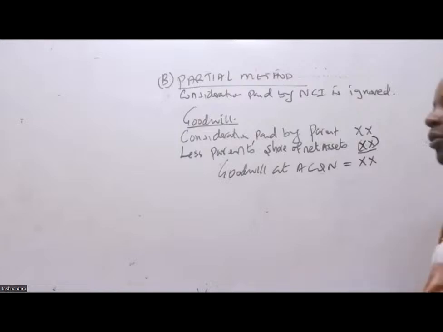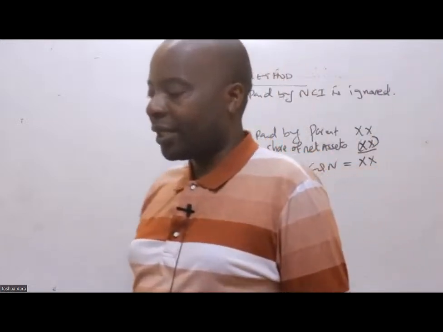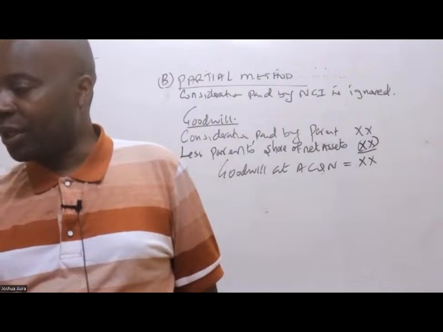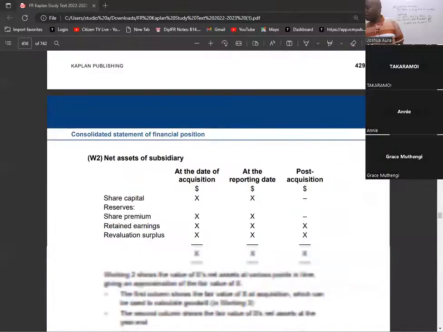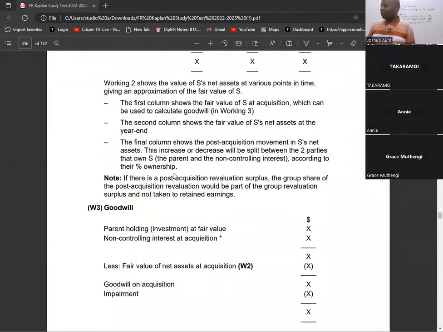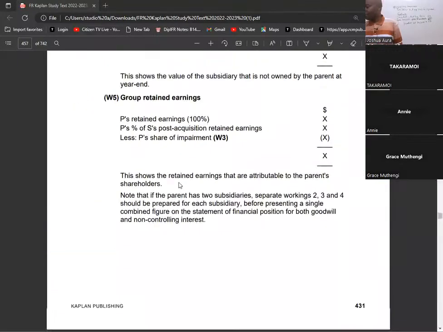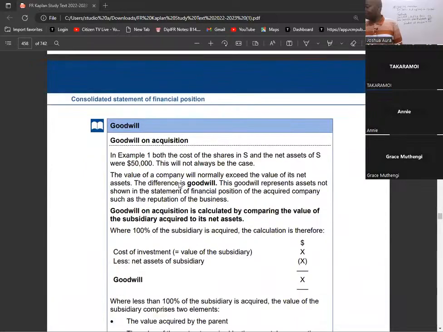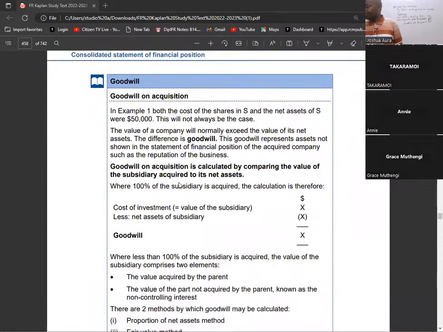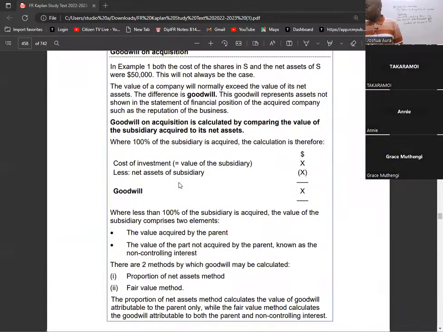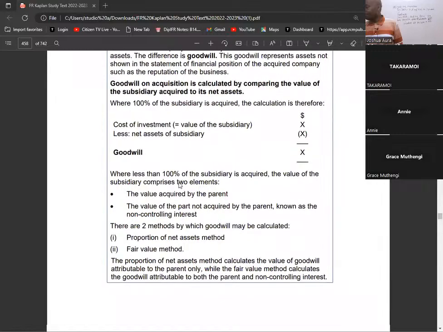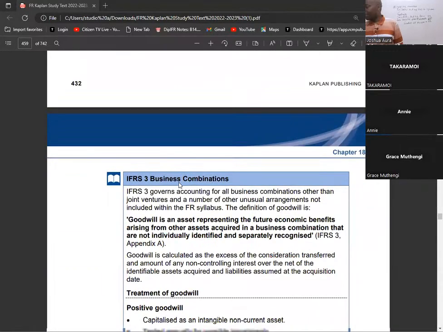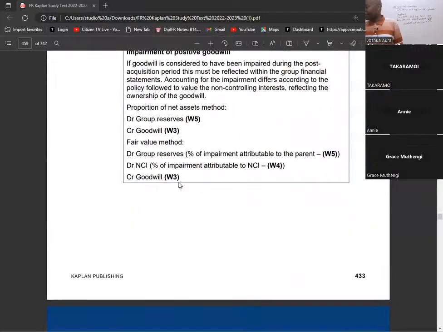Great. Now, ladies and gentlemen, this is what I would want us to do now. If you don't know how to calculate goodwill, you will have so many problems in your group consolidations. And then they have given us the example.